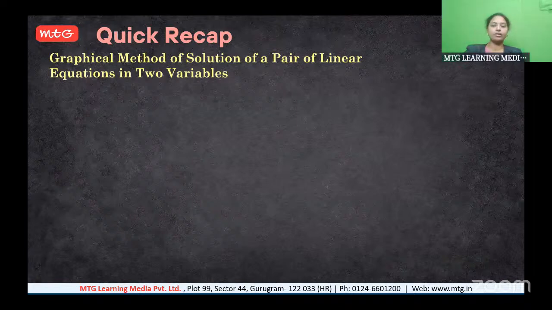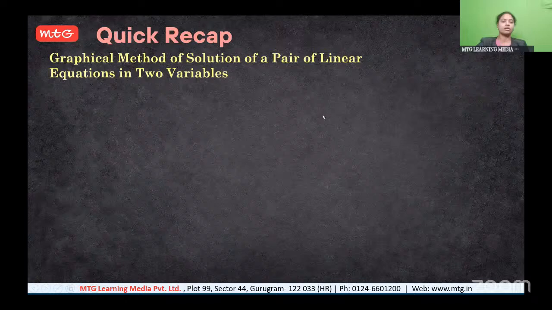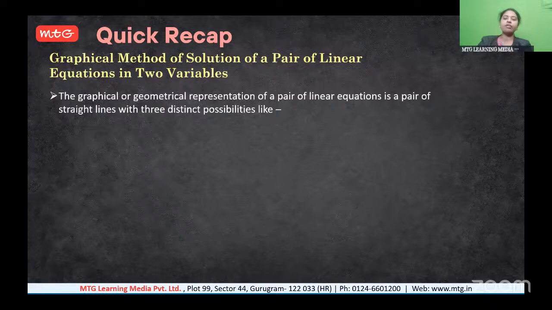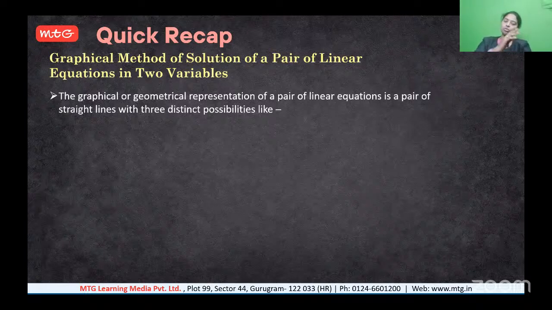Now, first and foremost, let's see how to make a graphical solution of a pair of linear equations. Now I have a pair of linear equations with me, and I have to find the graphing of this picture. And how will I do that? One second. The graph or geometrical representation of a pair of linear equations is a pair of straight lines with three different possibilities. Now, as said before, when you have two linear equations, you get two lines on the graph sheet. After getting two lines, how are these lines going to be? There are three different possibilities for that.